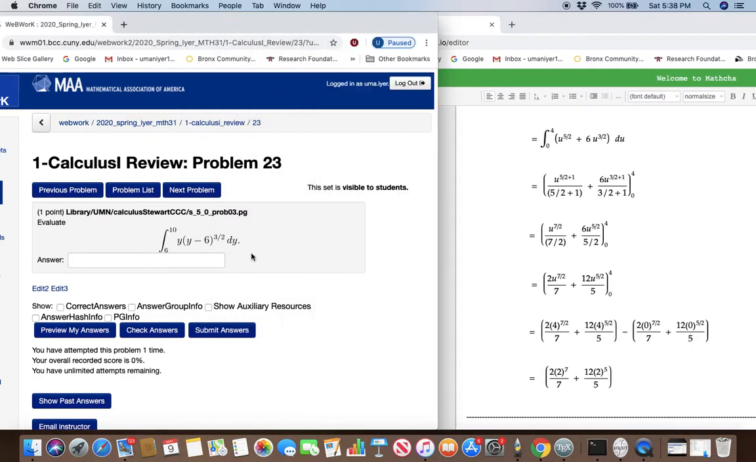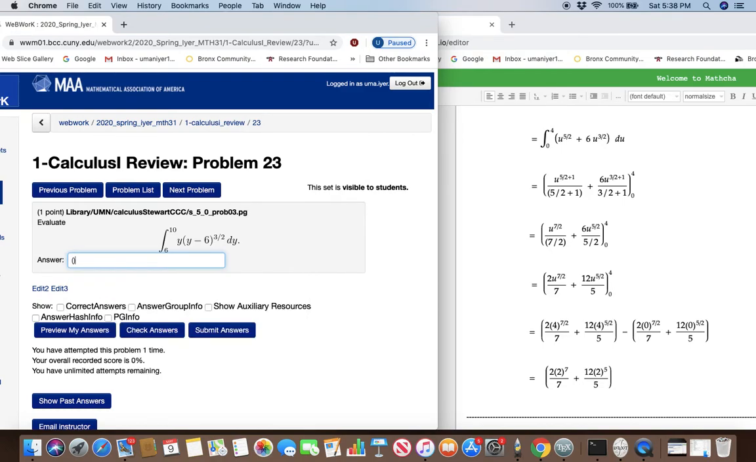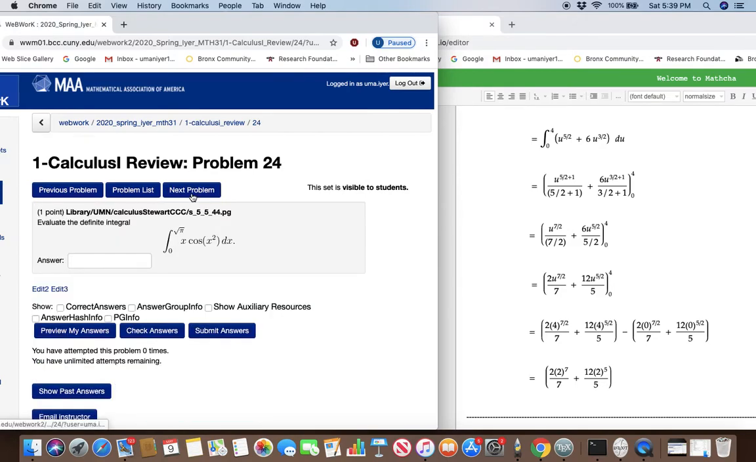So let me type that in. It is a complicated fraction plus another complicated fraction. Okay, so we got that part done. Now the numerator in each case. In the first case it is 2 times 2 power 7. And in the second case, it is 12 times 2 power 5. Well done. Next question.